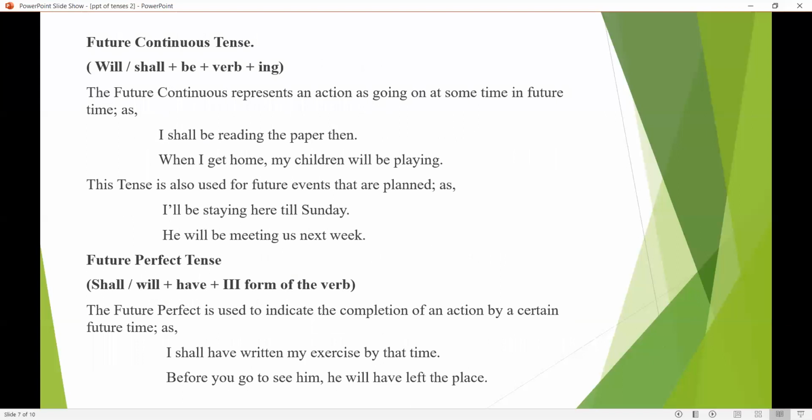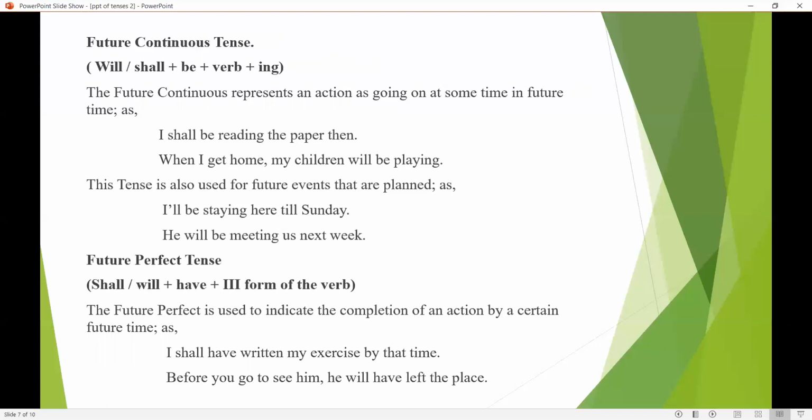Now the next one talks about future continuous tense. Future continuous tense and its structure is a combination of will or shall plus be plus verb followed with ing form. The future continuous represents an action as going on at some time in future time. Example, I shall be reading the paper then. When I get home, my children will be playing.